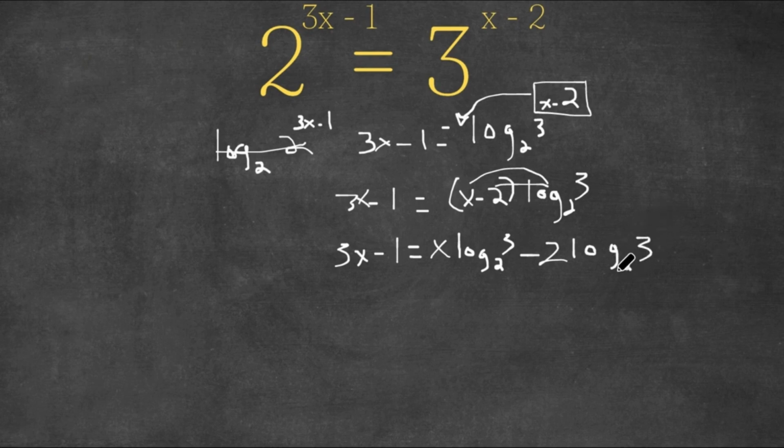All right, so now as you can see, we have our equation here. And now what we're going to do is we want to get all the terms with x on one side. So I'm going to add 1 on both sides to get rid of 1 on this side. And then I'm going to subtract x log on both sides so that all the terms with x can be on the same side.